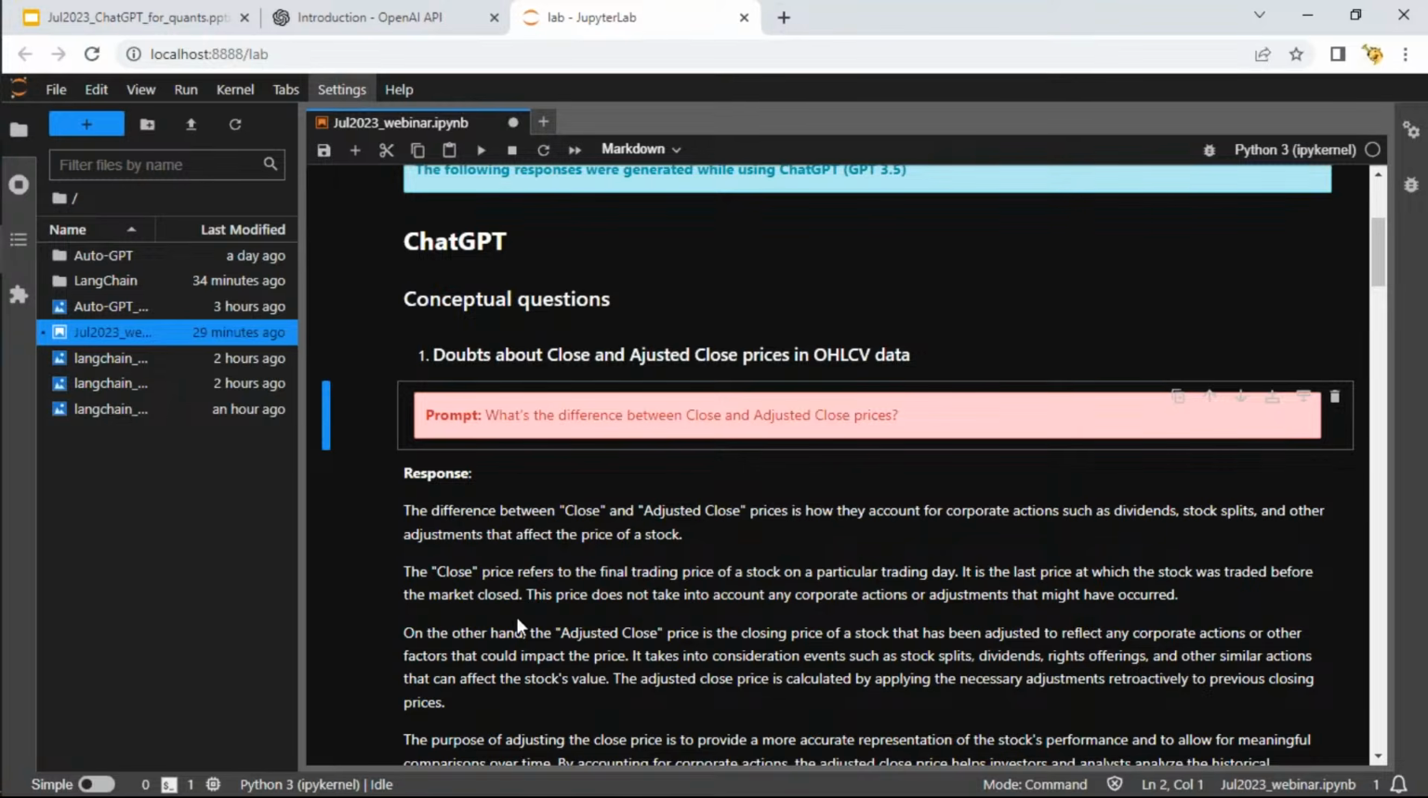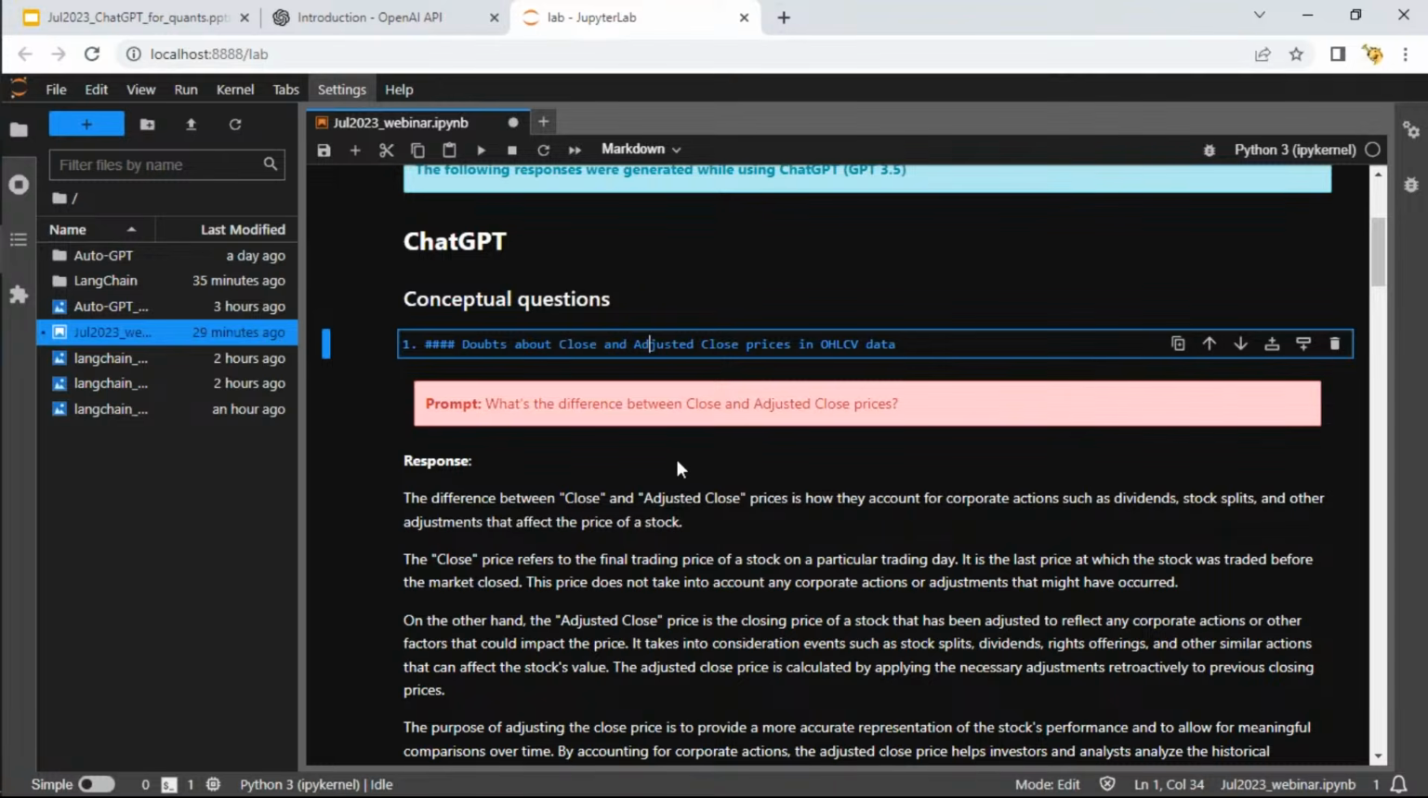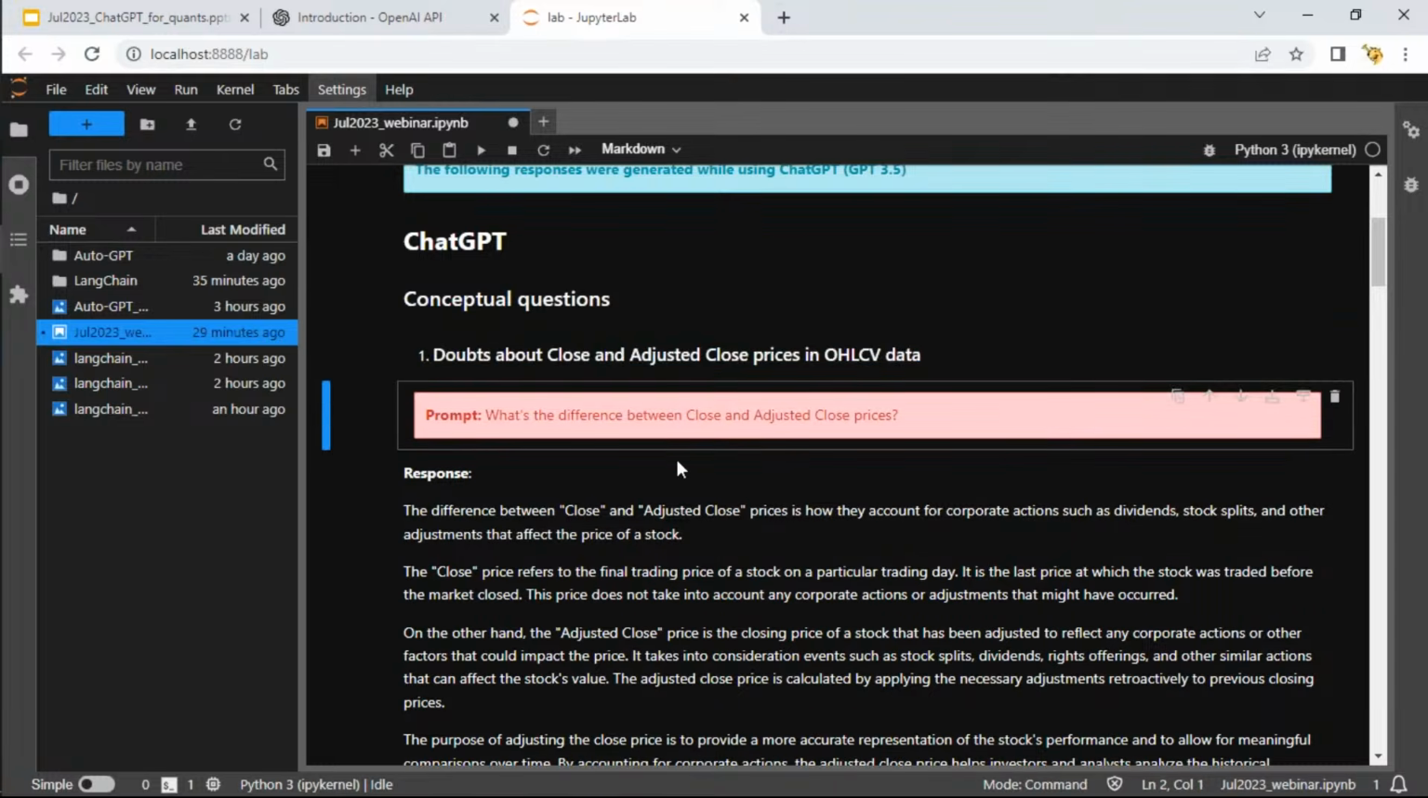So a conceptual question could be, as a student of finance, I get this question asked a lot by my newer students, which is when you talk about OHLCV data, that is the open, high, low, close daily data, there's a column called close, and there's also a column called adjusted close. So what is the difference between these two, right?